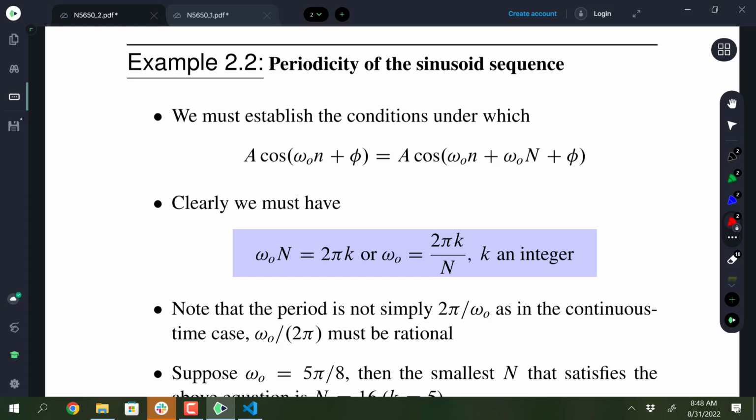So we have a cosine of omega naught n plus phi, and if we want to establish conditions that ensure that it's a periodic sequence, we're going to replace n by n plus capital N. So you can see I've just expanded it out because n is going to go to n plus capital N. And if those two are equal, then we've established that the sequence is periodic.